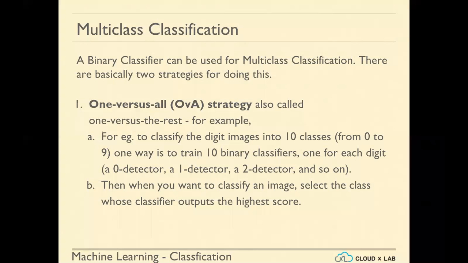So first we train all these 10 algorithms. We train all these 10 classifiers: 0 versus all, 1 versus all, 2 versus all, and so on. 2 and not 2, the way we design 5 and not 5. Similarly, we design 0, not 0, 1, not 1, and so on, right? So we can easily do that.